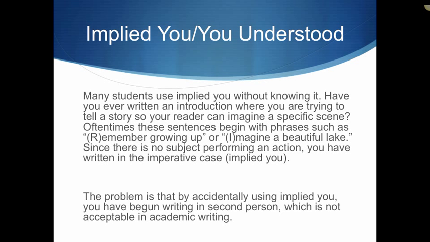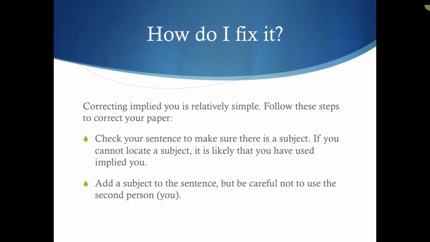So the main problem here is that you've accidentally used implied you. So when you go through your paper and search for the second person, and you do a search for you, it won't come up. You'll have to actually go in and read it and make sure that you see a subject in every sentence. So how do you fix it?